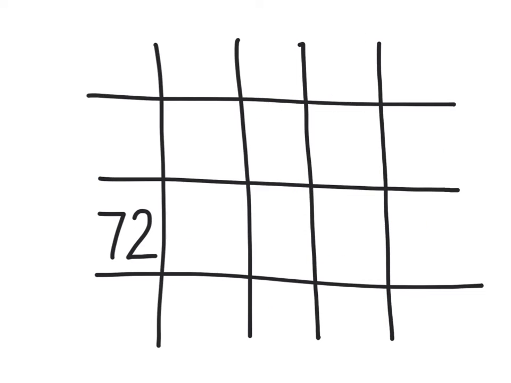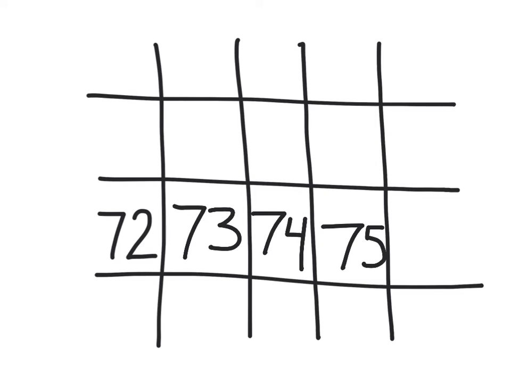This is our last one. So we have the number 72, and you can do it any way you want, really, so long as you do it correctly and you know what you're doing, you understand it. So I'm going to start at 72, and I'm just going to count up. So 72, 73, 74, 75, 76. Okay, that was easy.